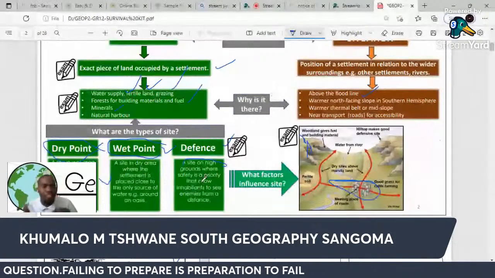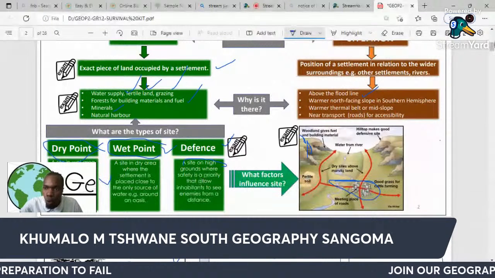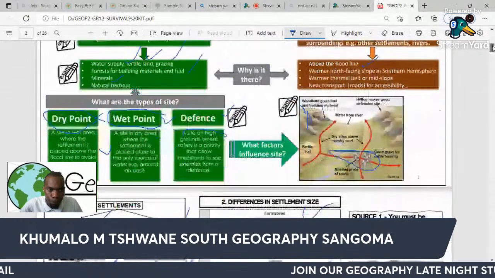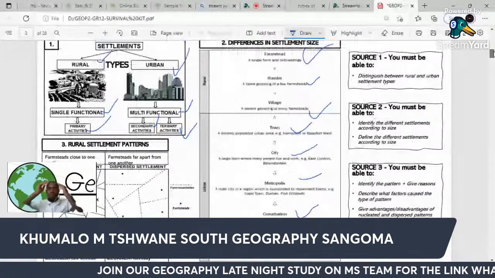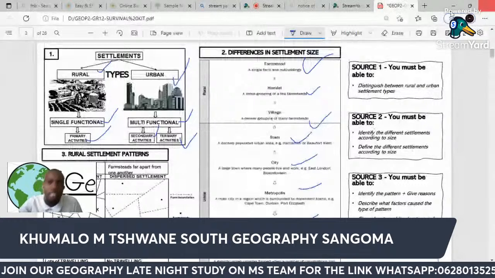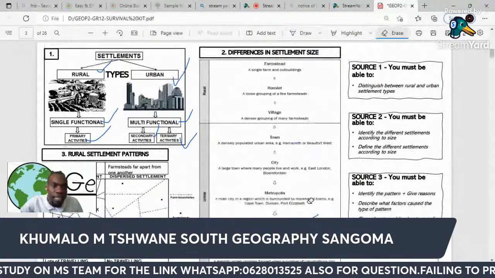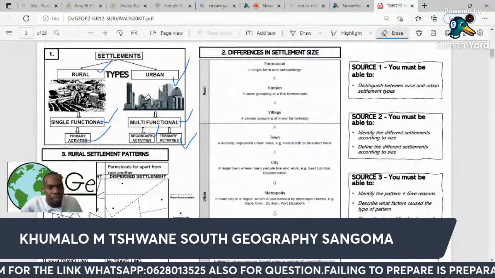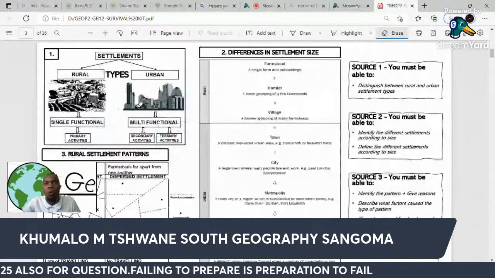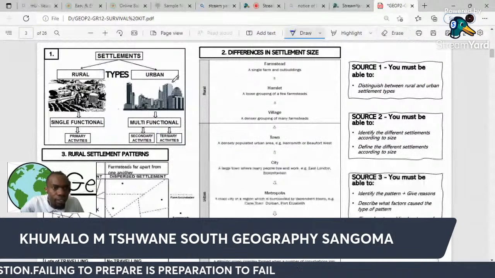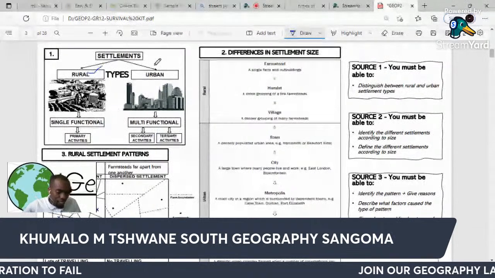Do not confuse the types of site and the types of settlement. Now, grade 12, I move to what we call the types of settlements. There are two. Our main types of settlements will be the rural settlement and the urban settlement.